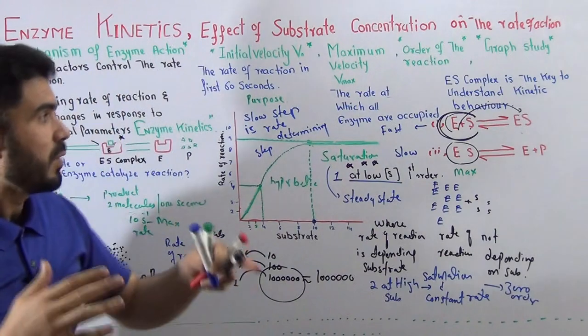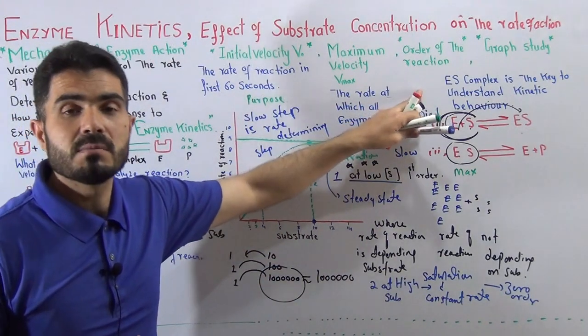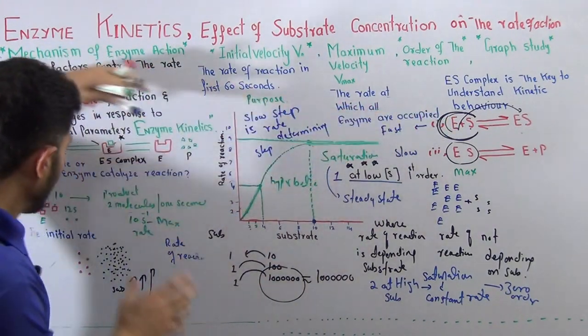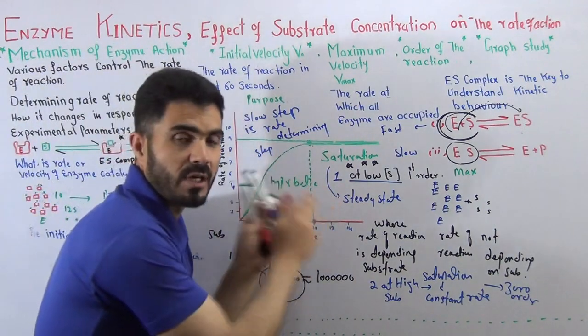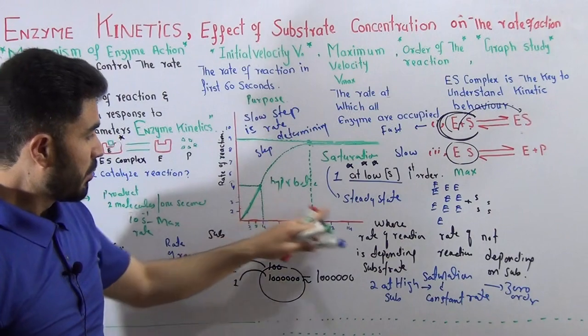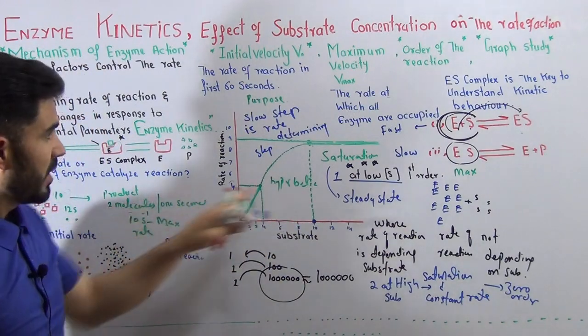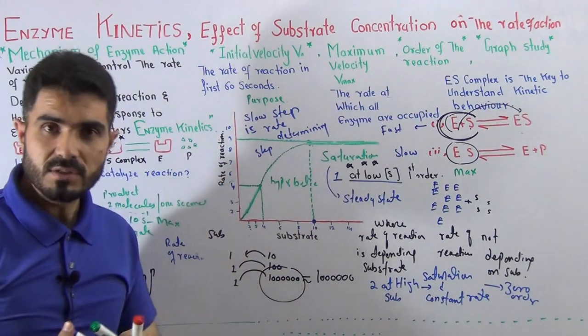Then we discussed what is meant by the maximum velocity. Maximum velocity was explained in this example as well as with the help of the graph. In both the graph and this example, we got the maximum velocity.